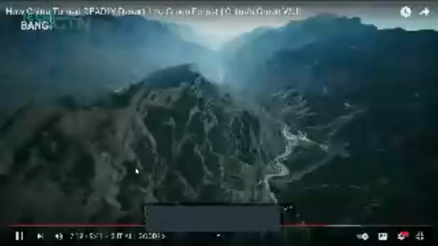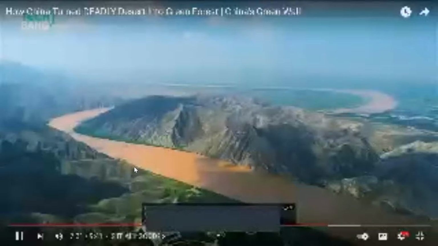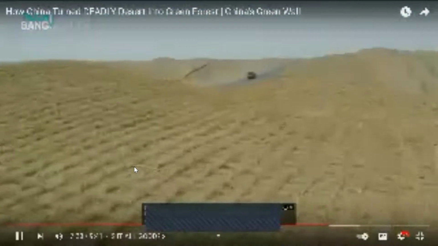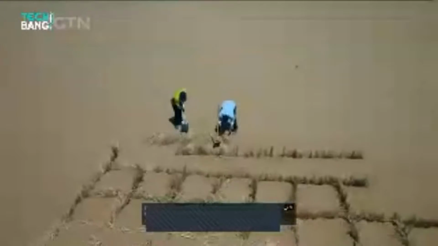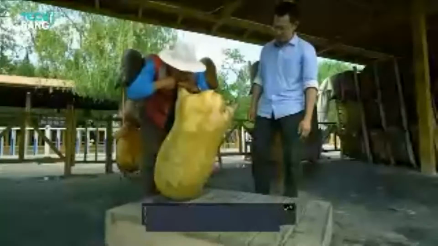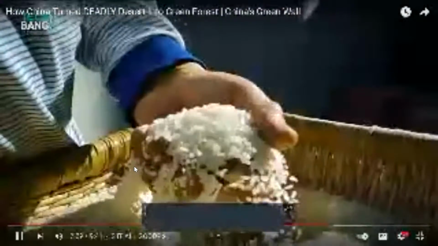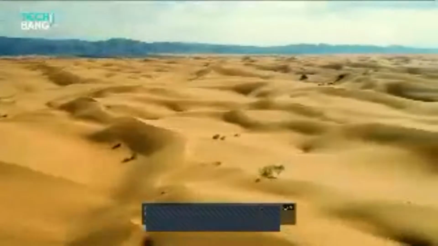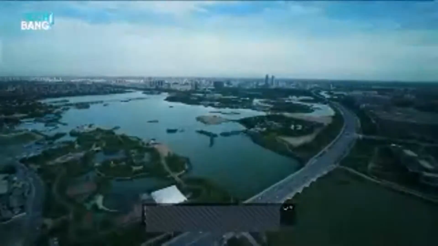There are some pitfalls to mass tree planting. In southwestern China, researchers have found that farmers were cutting down native vegetation so they could collect money for sowing non-native plants in the government program. Then there are water shortages.